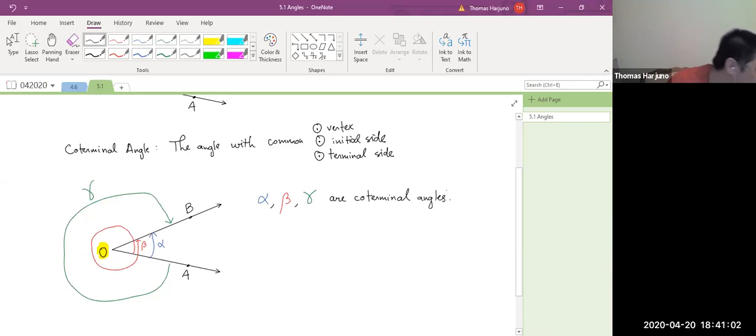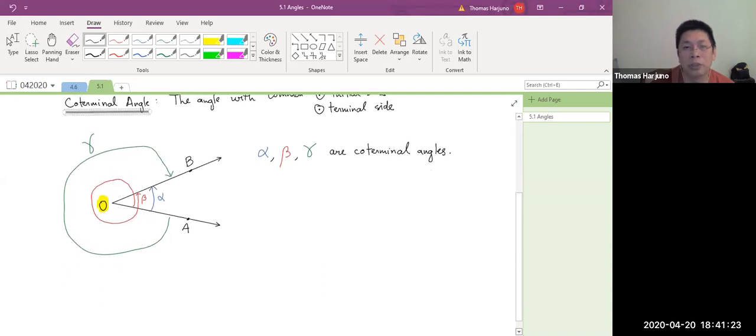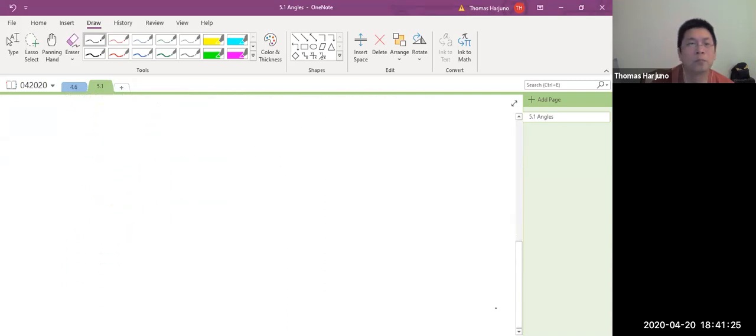Okay, because they share the same vertex, initial side, and terminal side. That's the term coterminal angle. Next, angle in standard position.